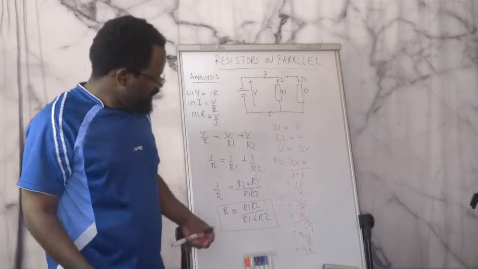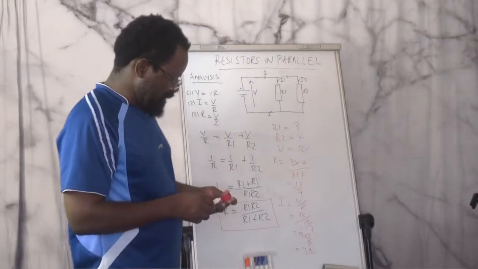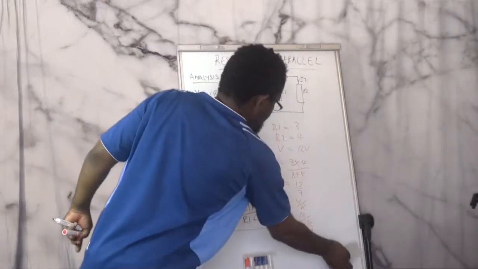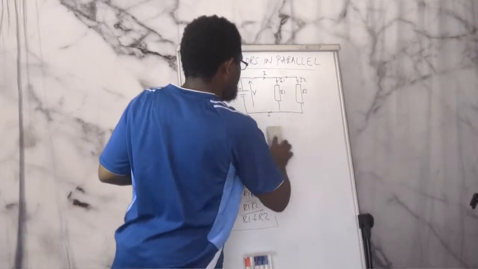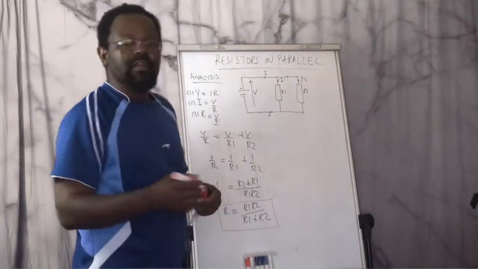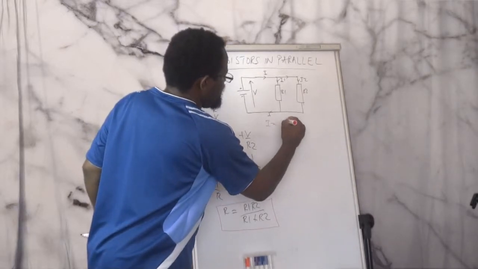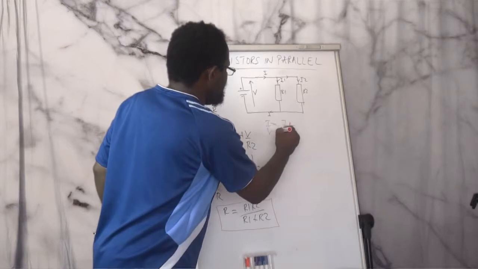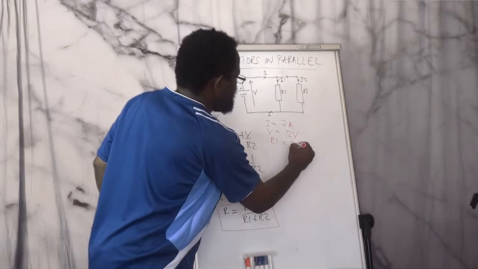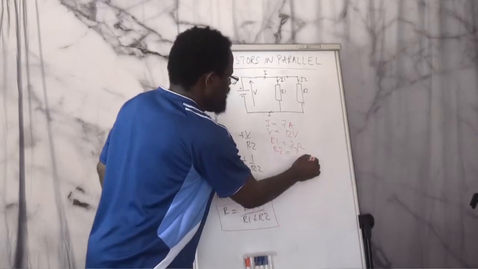The other thing that we might want to do is to find an unknown value. Let's reverse this one. Suppose we have I equal to 7 amps, V is equal to 12 volts, R1 is equal to 3 ohms, and what is R2 equal to?